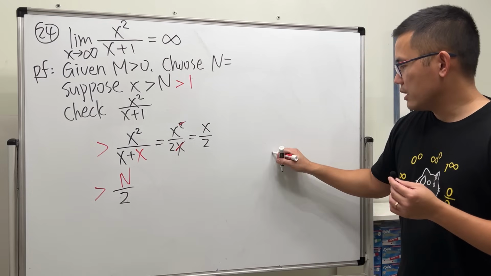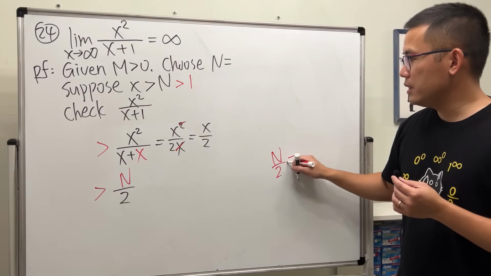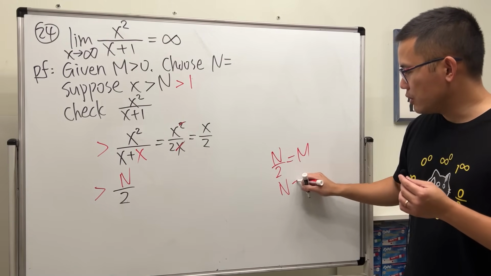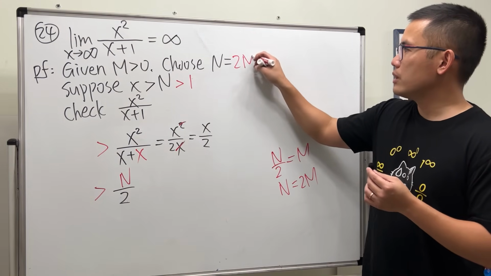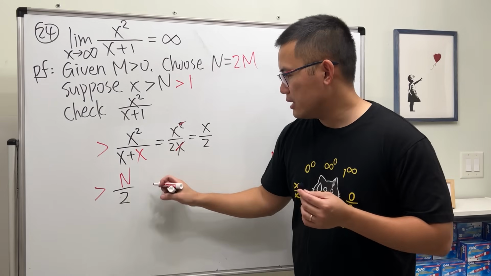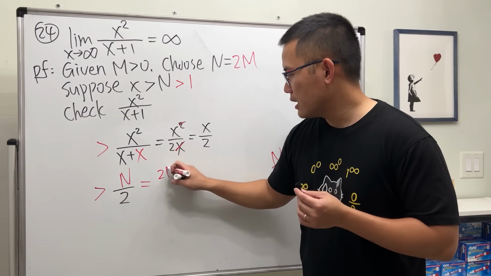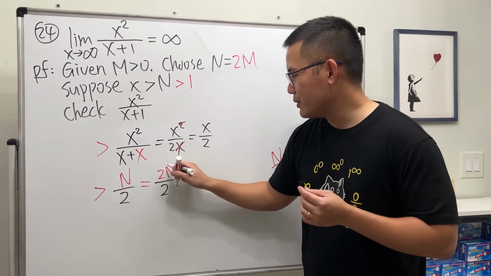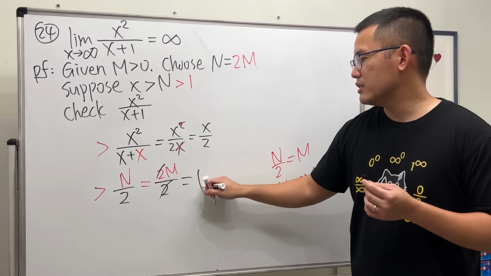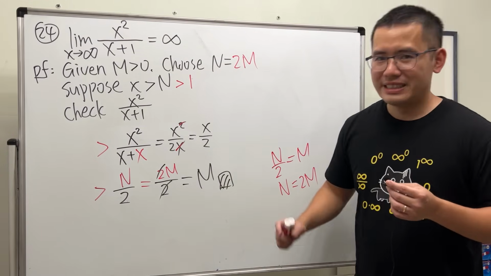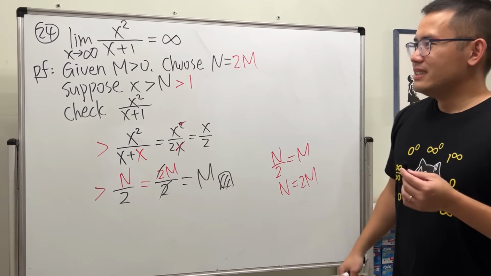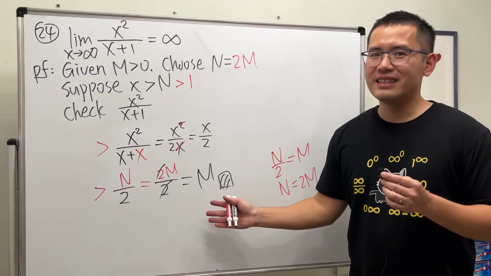Go ahead and just write down n over 2 to be big M. n should be 2M, yeah? So n is 2M. So this n is equal to 2M. And then after that, divided by 2, cancel it out. Ladies and gentlemen, we get that big M. Yes! So, here you have it.